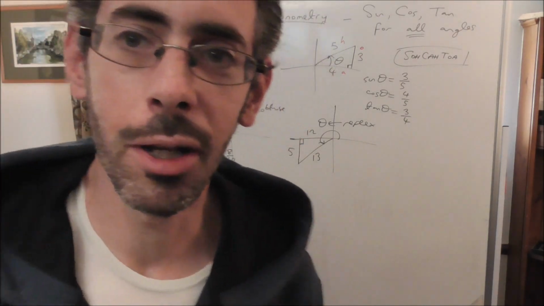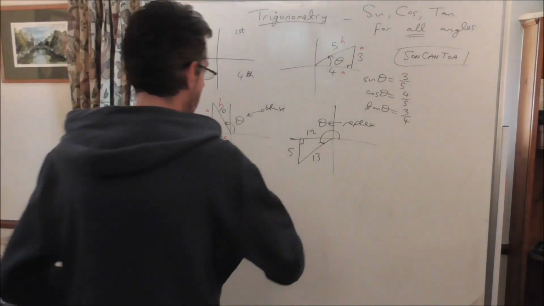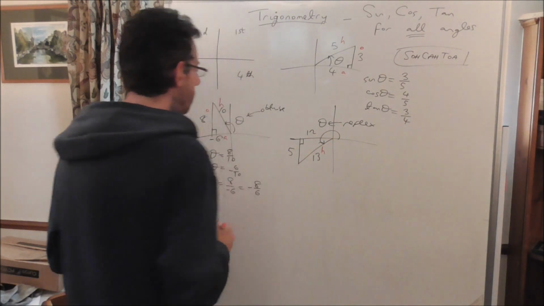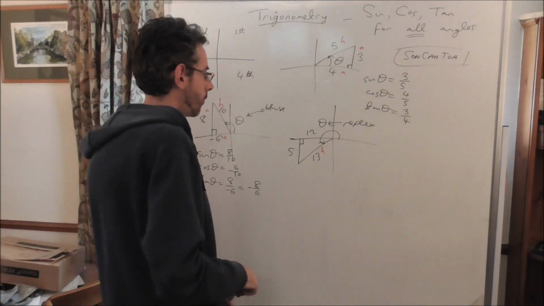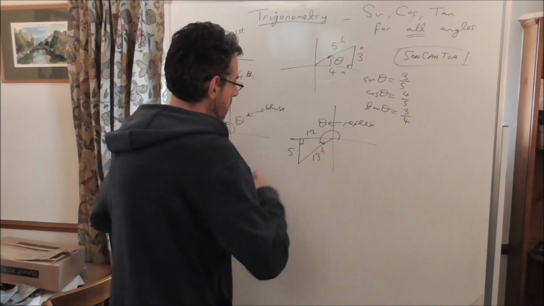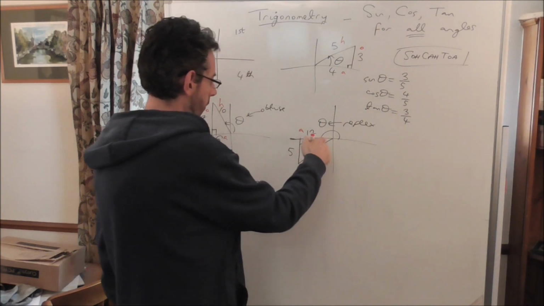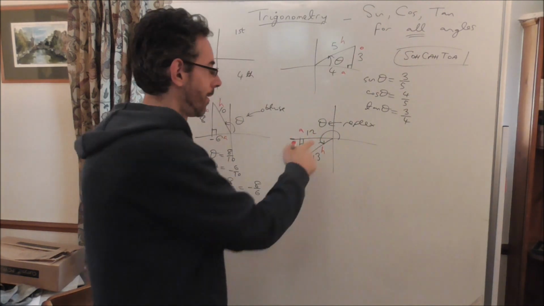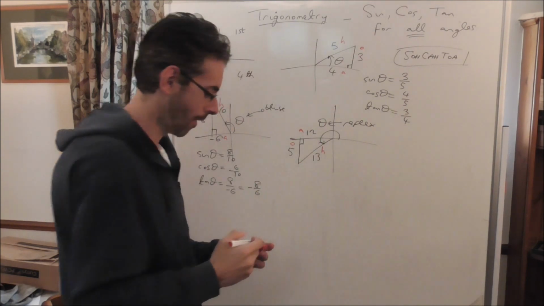Let's label them hyp, op and adj. So the hypotenuse is the longest side. The adjacent side is the side next to this angle here. This is the adjacent, and the opposite side is the side opposite this angle here. So this is the opposite side.